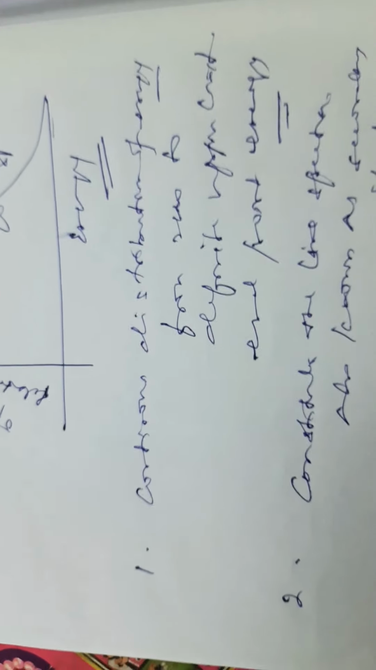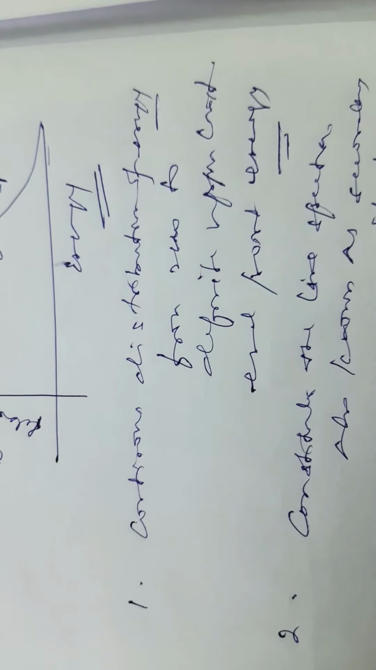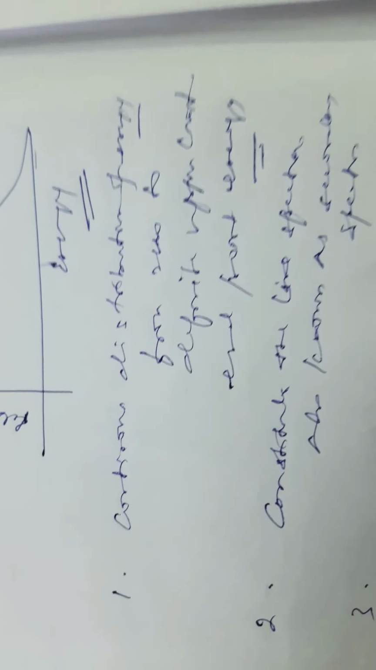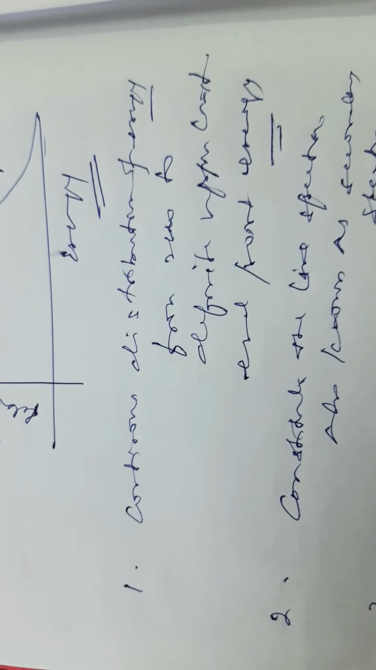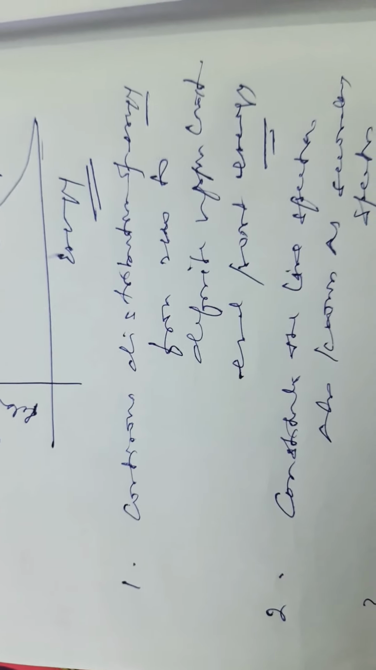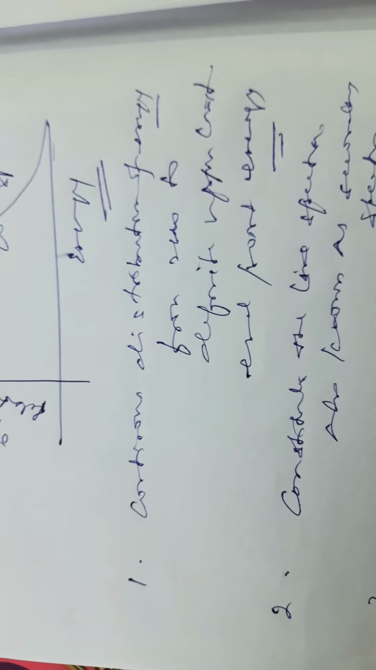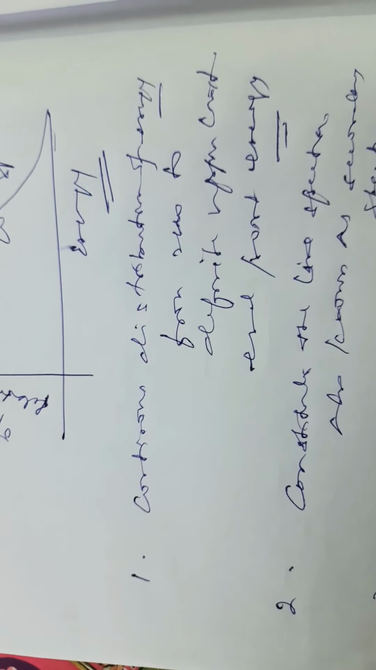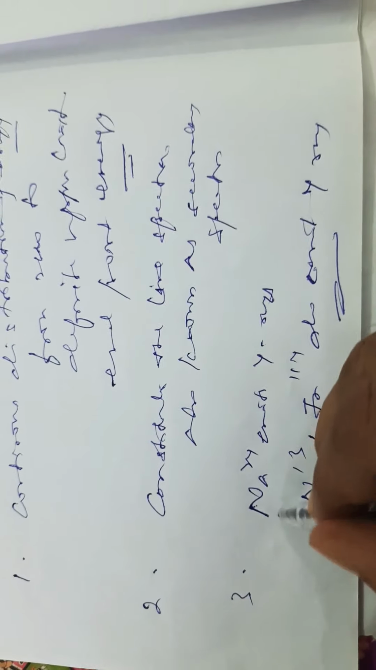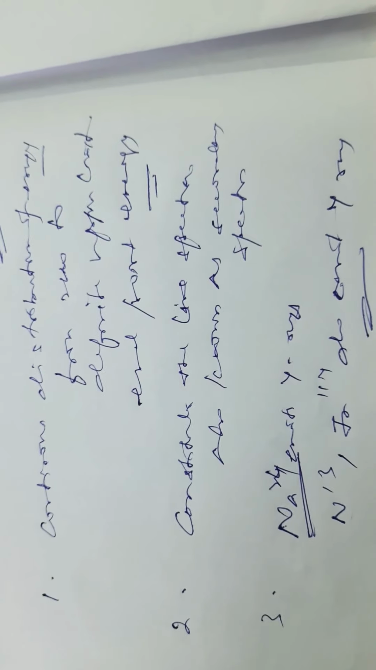And finally, the emission of beta particles may or may not be associated with the emission of gamma rays. For example, Na24 emits gamma rays, whereas N13 and In114 do not emit gamma rays.